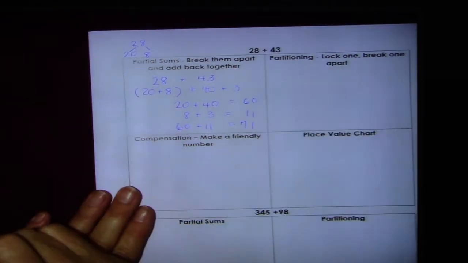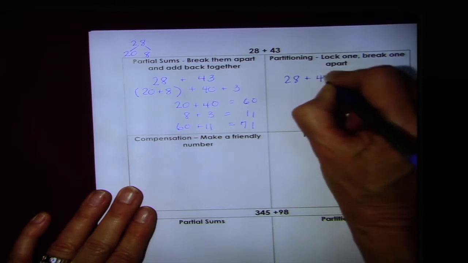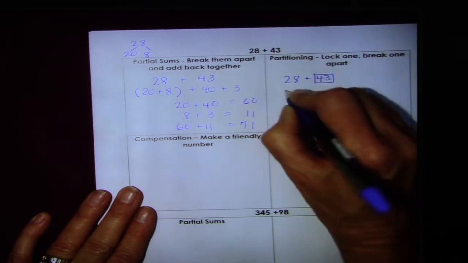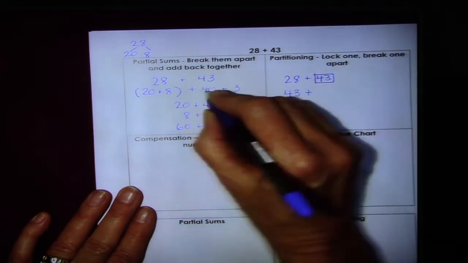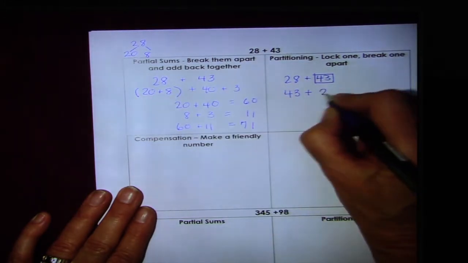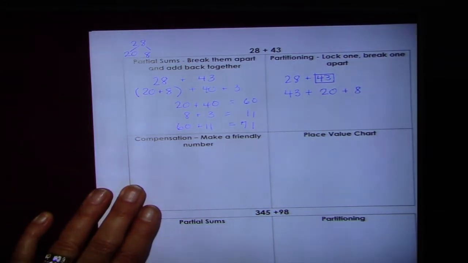Okay, partitioning. Lock 1, break 1 apart. Which one do you think we should lock? 43. I would lock 43. And then, after a lot of practice, I'm probably not even going to write that down. I know that's 20 plus 8. So I'm showing you the progression of what we get to. At first, they're probably going to write that down as 20 plus 8. Now I can just put it into my equation.